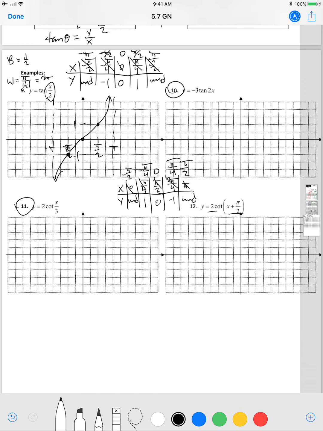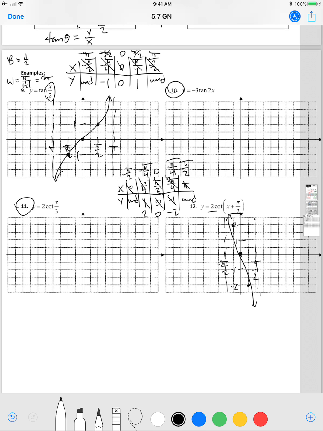And then I have a vertical stretch. I'm changing the amplitude to 2. So take my y values, multiply them by 2. Multiplying something undefined by 2 is still undefined. And then I can graph this. So going from -pi over 2 to +pi over 2. 1, 2, -1, -2. Phase shift, and I've stretched this vertically.